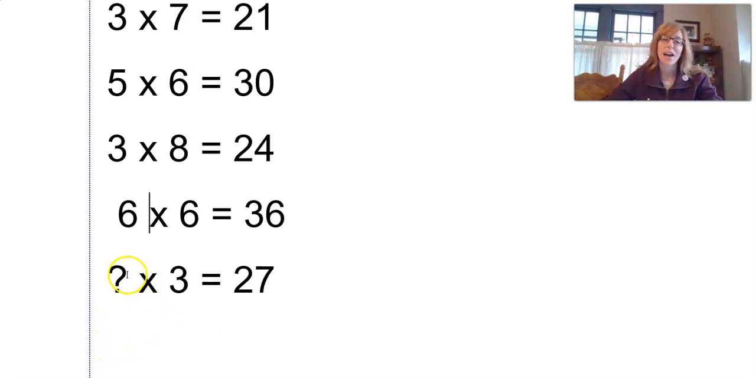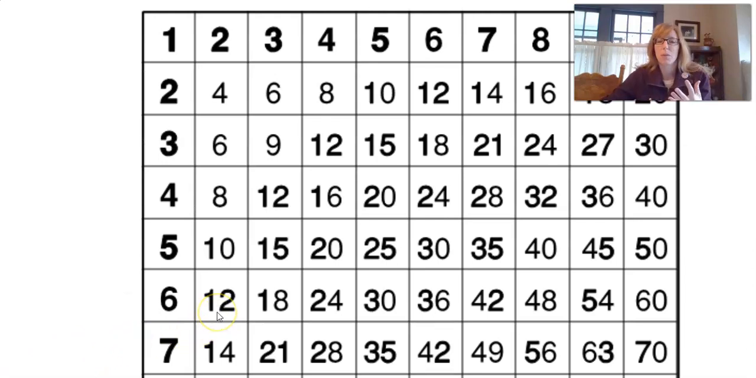And our last one is our 9s trick. So you have 2 plus 7 equals 9. And we know that 2 is 1 less than the 3, so we know our missing factor is 9. So 9 times 3 is 27. Hopefully that has gotten your brain back on multiplication.